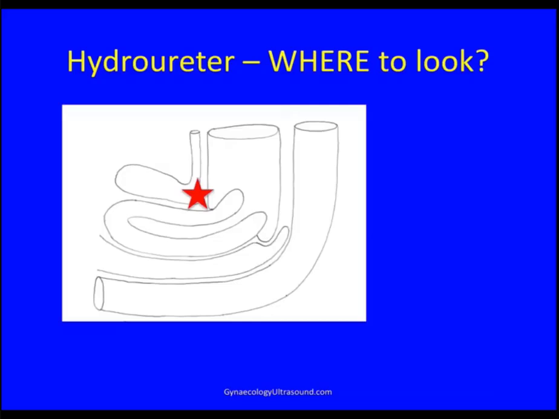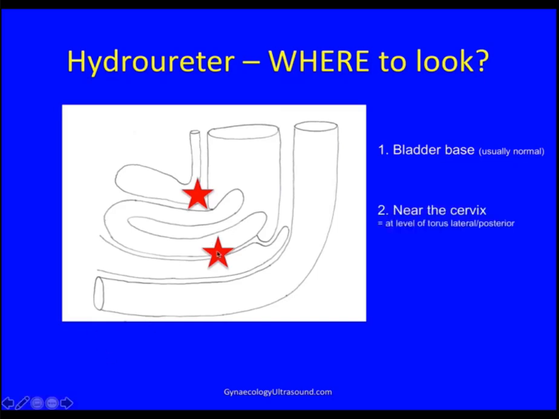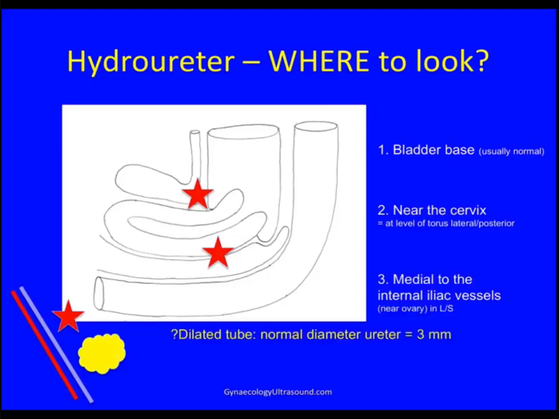Well, you can see where the ureter enters the bladder, as I just showed you, and the ureter there is often normal. The other place you can find the ureter relatively easy is here at the torus, and this is usually the area of abnormality because this is where most endometriosis centers. So we need to look at the level of the torus laterally and just posteriorly. And the other place you can often find the ureter is just by the iliacs and by the ovary, a really good place. So 3 places where you can find the ureter fairly reliably.